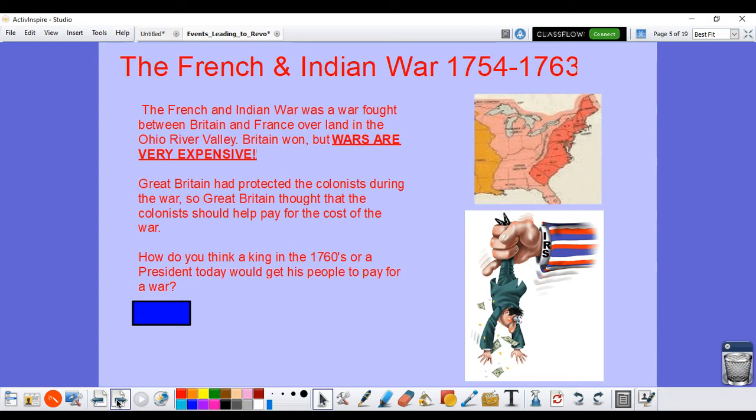The cost of lives, but the cost to pay the soldiers, to give them supplies, to get them across the ocean. And the King of England, or Great Britain, and Parliament felt that they had protected the colonies and the colonists and that they should be paying for this war.